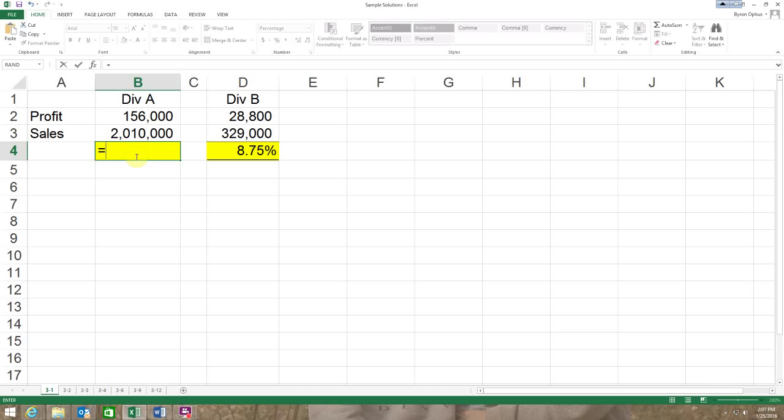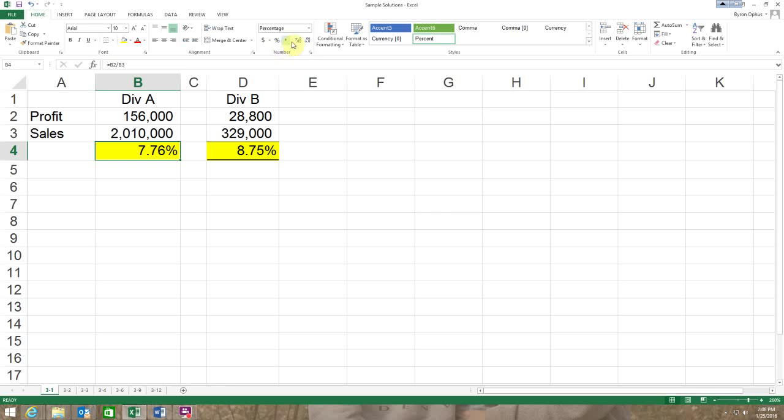So I hit the equal sign, and once I do, that starts an equation. The Excel program knows then that I want to do an equation. Then I can just left click on my profit, and then I hit the dividing sign, which is usually just the slash, and my sales. So I've got net income or profit divided by sales gives me return on sales, and then I hit enter and it calculates it for me.